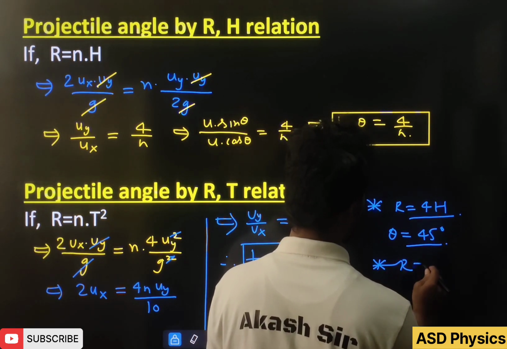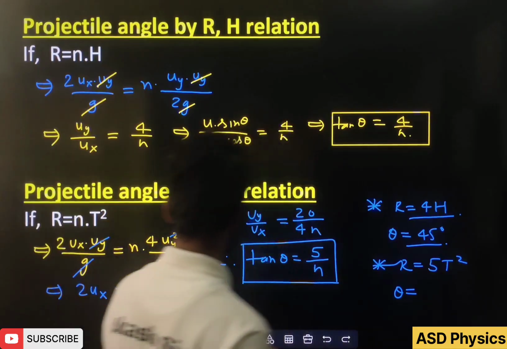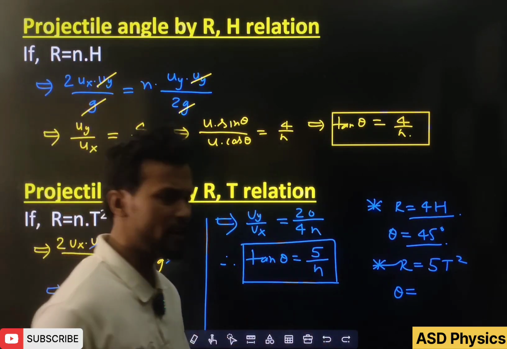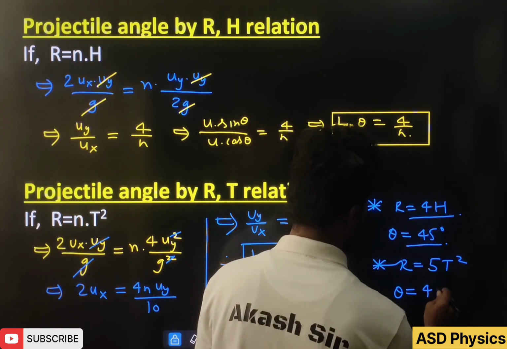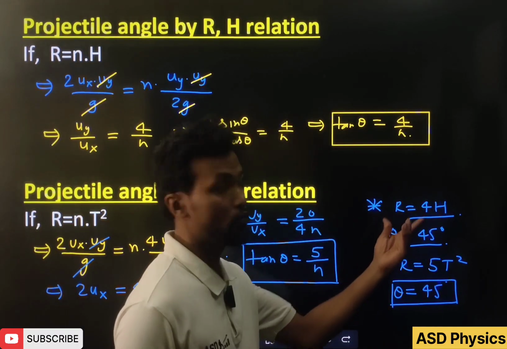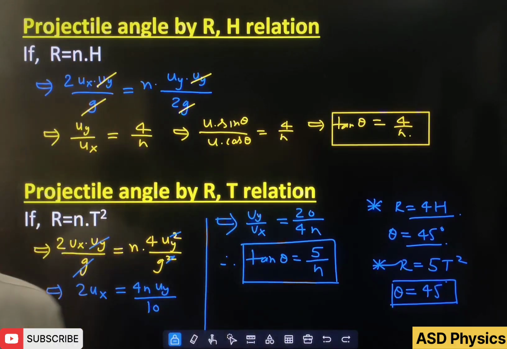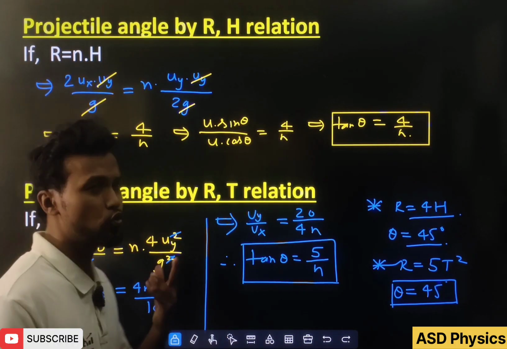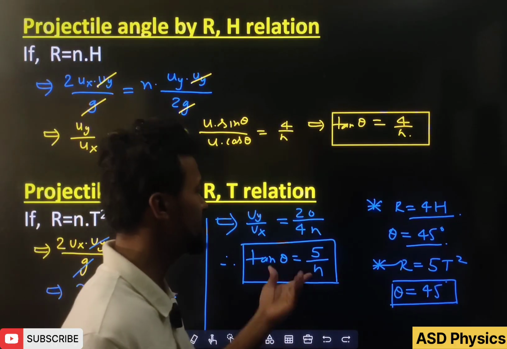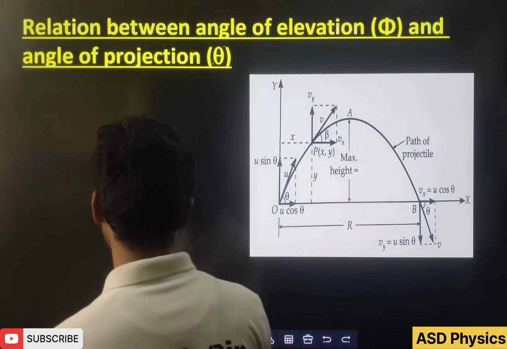Similarly, if they are telling R equal to 5t square also, in this situation n value is how much here? 5. So 5 by 5, tan theta is 1, that means again theta is 45 degrees. So whenever theta is 45 degrees, R equal to 4H and R equal to 5t square are valid. Any value of n they can give: R equal to H, R equal to 2H, R equal to 3H, or R equal to 2t square, 3t square, 5t square, anything. Just use the direct formula, you will get the answer. Next one, let's see here students.